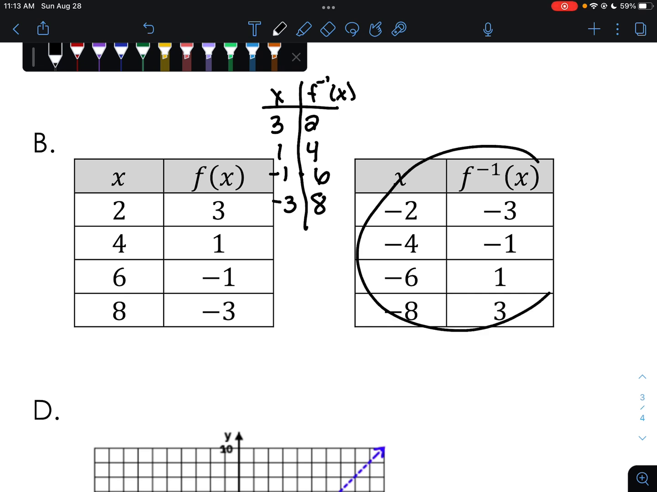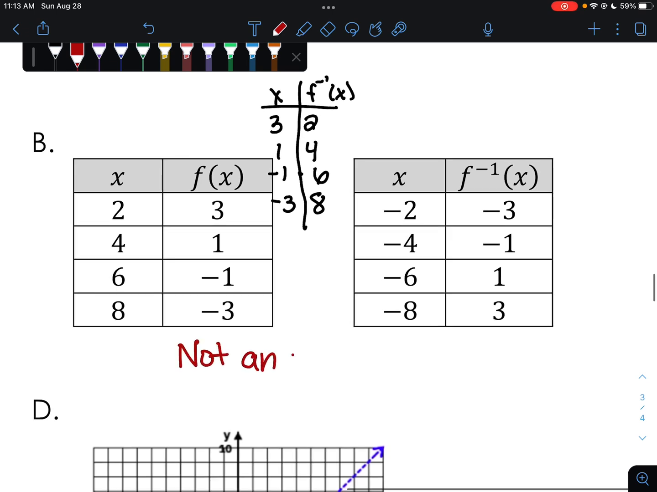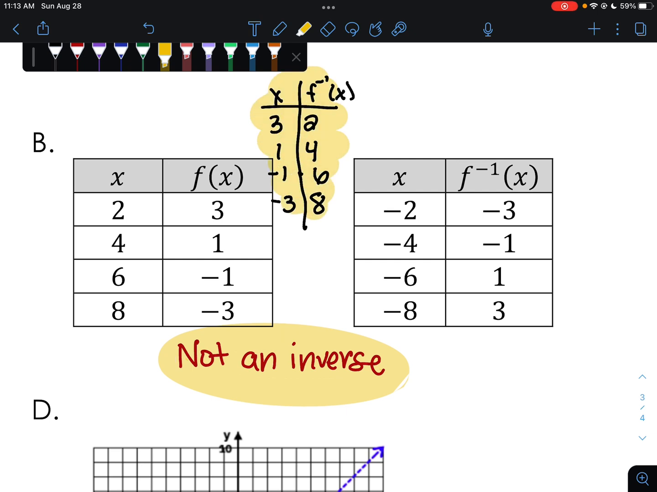If I look at the table that I'm given, these don't match up. So this right here is not an inverse. They're not inverses, because this table doesn't match the table that we should have gotten. So this table right here is why it's not an inverse.